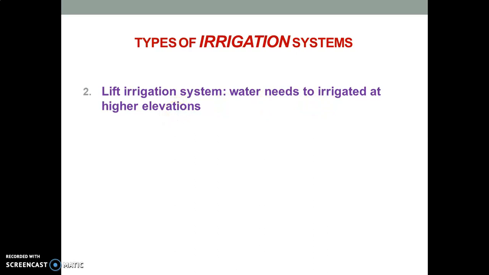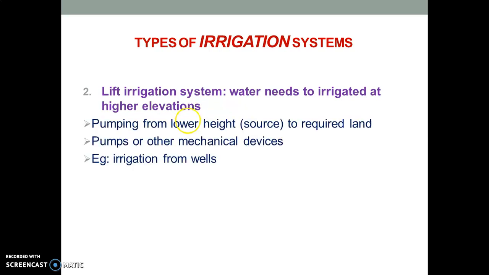For example, we have a river flowing at a lower elevation, and we have an agricultural field which is on a mountain top, that means which is at a higher elevation, and we have to irrigate that. So in this case we use lift irrigation system. In lift irrigation system we pump water from lower height to the required land, and we use for this purpose pumps or other mechanical devices.